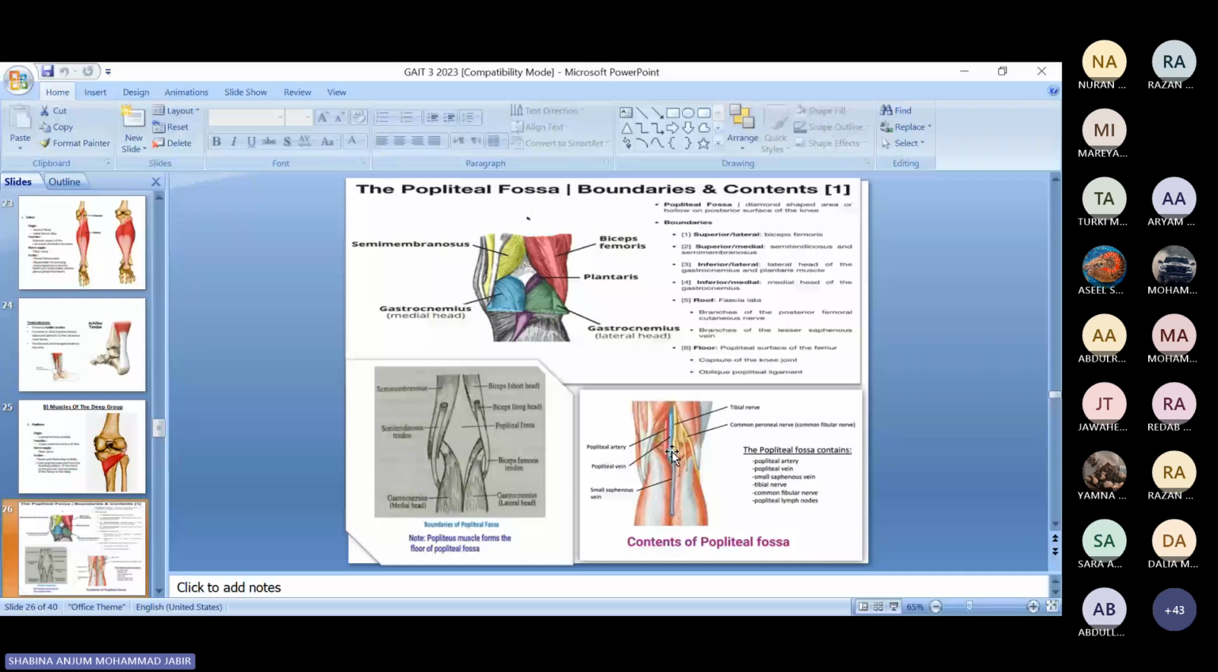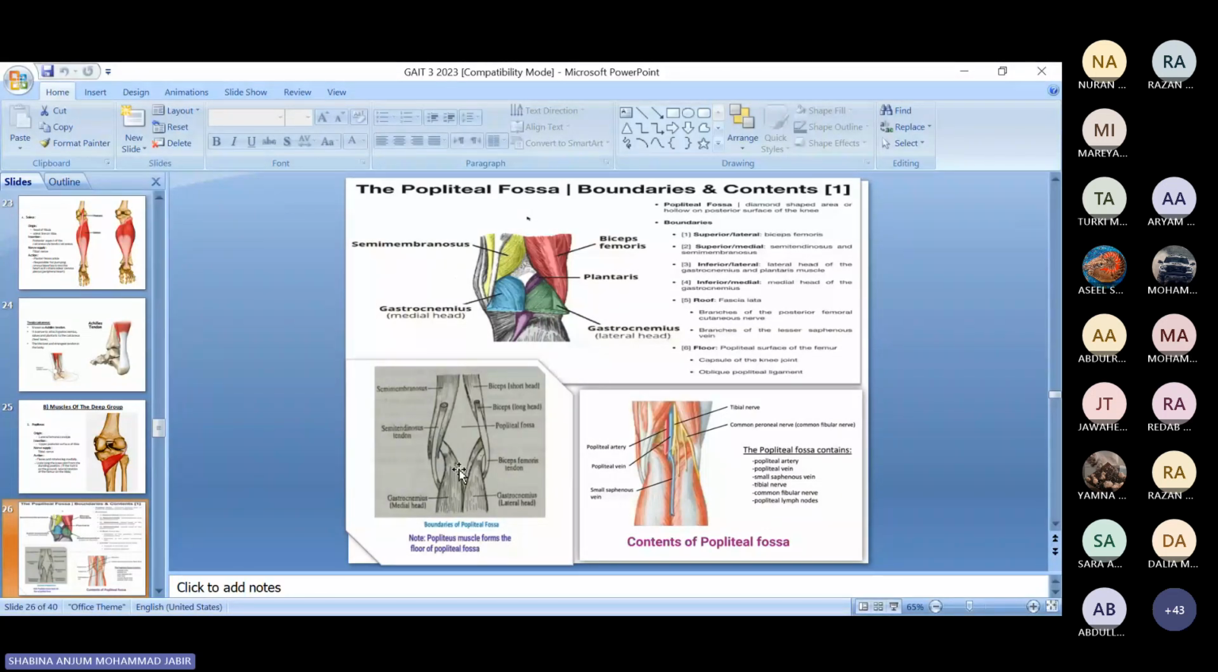Where is the popliteus muscle, you will ask. The popliteus muscle will form the floor here. Over the floor, if you remember the popliteal surface of the femur, I told you on the posterior aspect of the femur we have the area between the two condylar lines, that is called the popliteal surface.